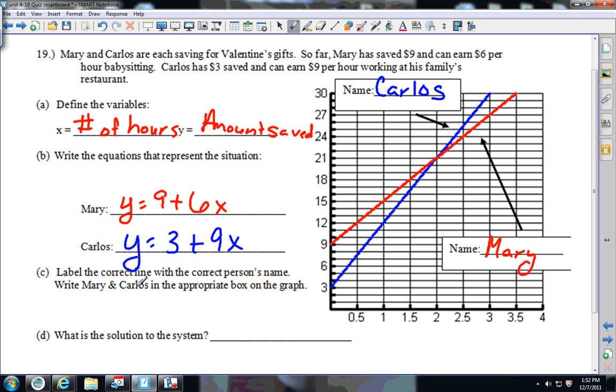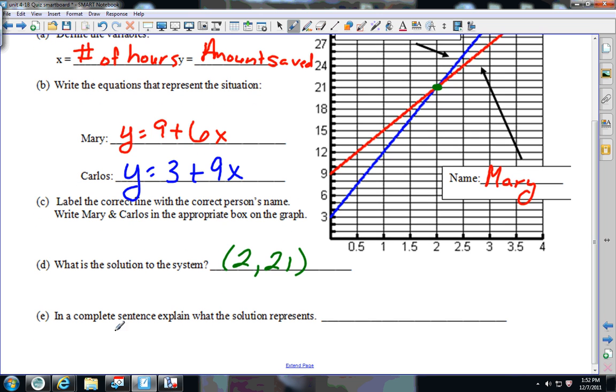It says label the correct line. We did that, and we wrote their name in there. All right. Now it says what is the solution? The solution is where the two lines intersect. It is (2, 21). Well, the next question is going to ask you what does the solution represent?